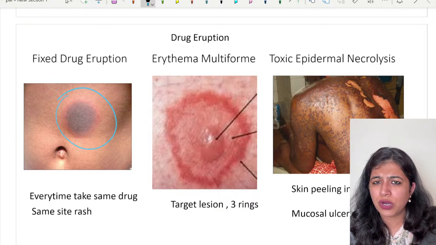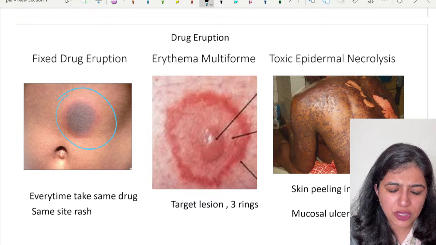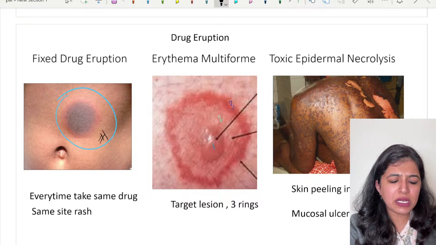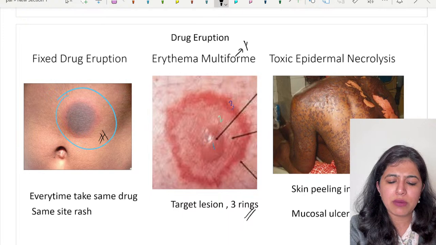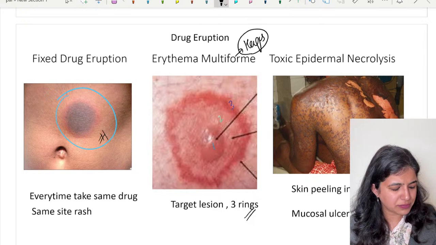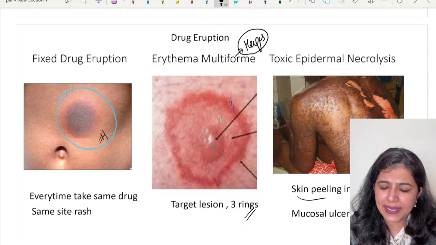If there are three concentric rings, this is called a target lesion, called erythema multiforme. So a single round purple lesion is fixed drug eruption, a three-ring target lesion is erythema multiforme. With erythema multiforme, also remember, herpes is the most common infectious cause. Drugs can cause it, but the most common infectious cause is herpes.